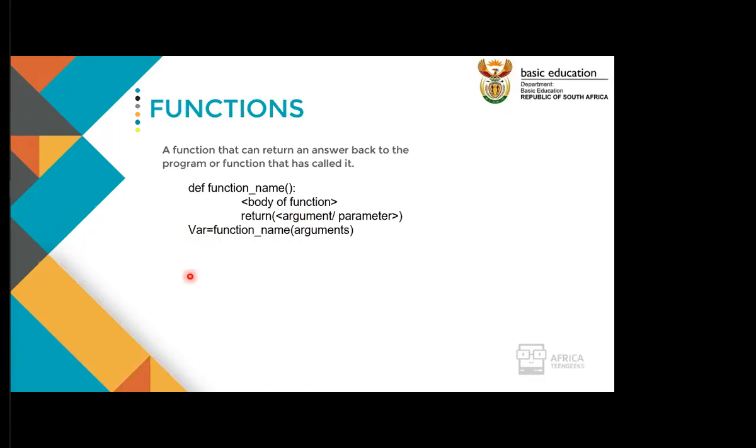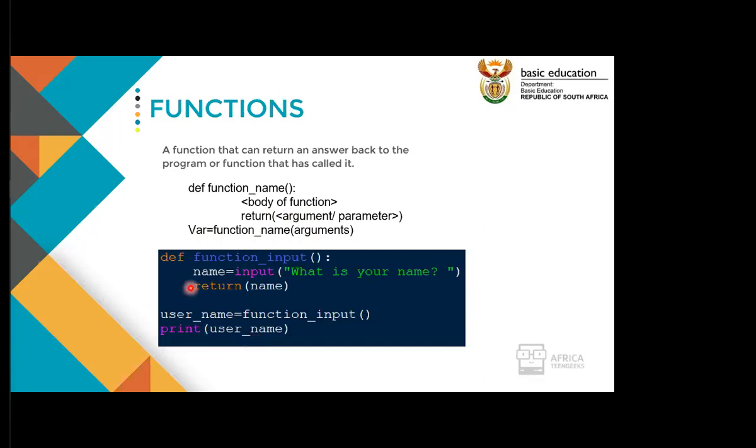For a quick example, if I define this function input, and in function input, I say name is equal to input, what is your name, and a return name. So this function, what is it doing for us? It's going to display a message to the user to enter in their name. And after it enters in their name, it is then going to return the name to the user. And once it returns the name, it means that our main program needs to save it, or whatever function that's calling this up needs to save it.